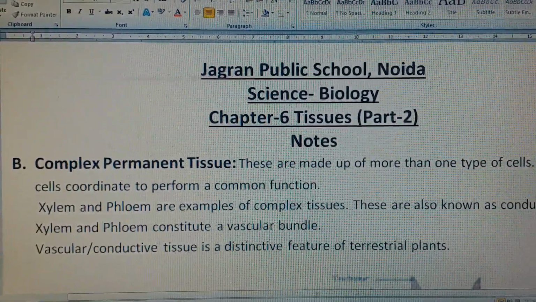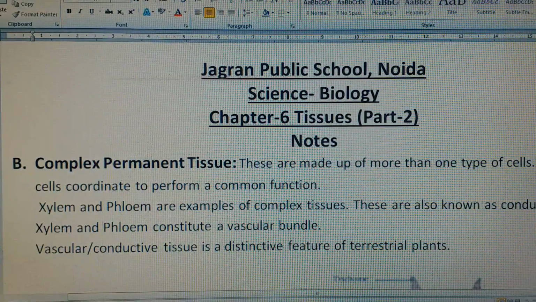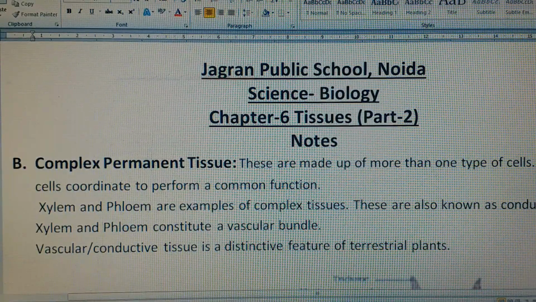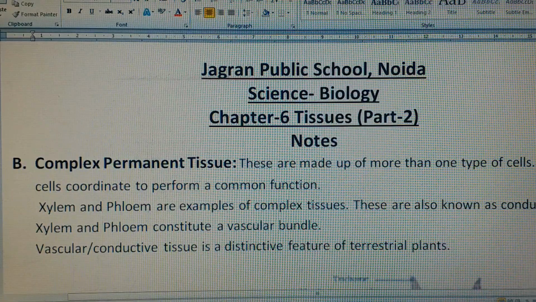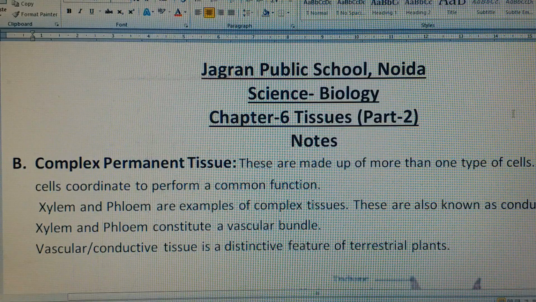So complex permanent, why are they called complex? As you are all familiar, if we discuss parenchyma, sclerenchyma or collenchyma tissues, they are made up of only one type of cells. That is why they are called simple tissue. Now we are going to discuss complex tissue. As the name indicates, complex tissues are made up of many types of cells.